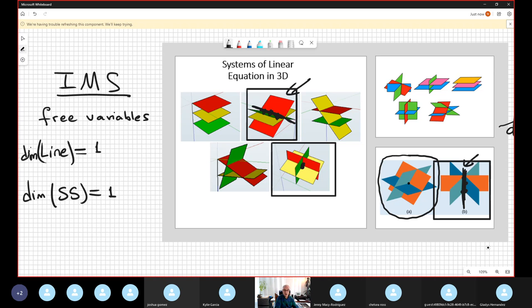Cool. Now, what do you think about this picture? How many solutions do we have in this system? They contain three equations, one red, one yellow, one green. No solution, very well. No solution. I agree 100%. Everyone agrees? Because there is no intersection between the three equations. This is equation one, this is equation two, this is equation three. There is no common point, no solution.